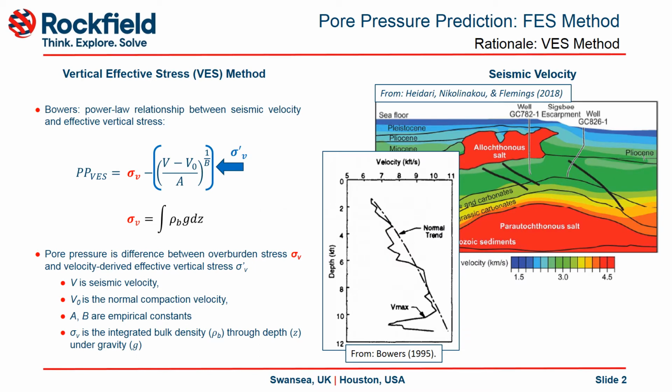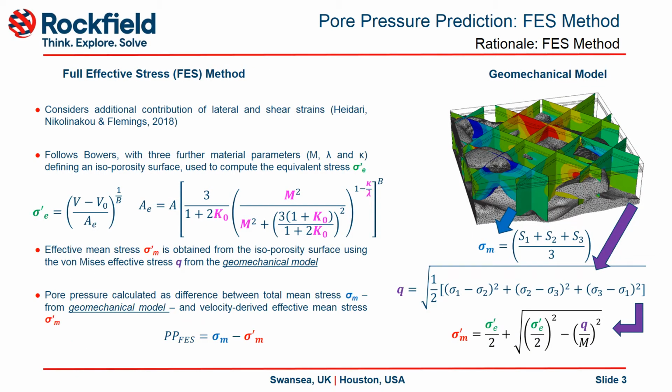The pore pressure prediction approaches typically used in industry, like Bowers or Eaton, are based on the vertical effective stress method. However, the fundamental assumption of uniaxial strain is not always appropriate for more complex geological settings such as near salt diapirs. The full effective stress or FES method seeks to address this issue by accounting for the additional contribution of both lateral and shear strains.